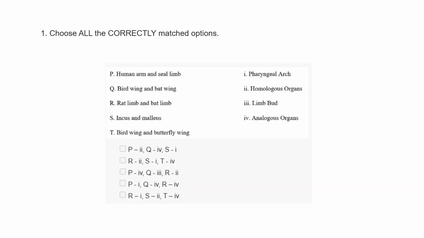Think, think logically and then try to answer. One more minute left.